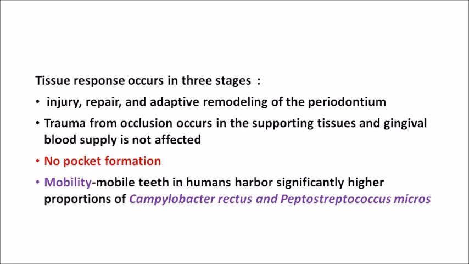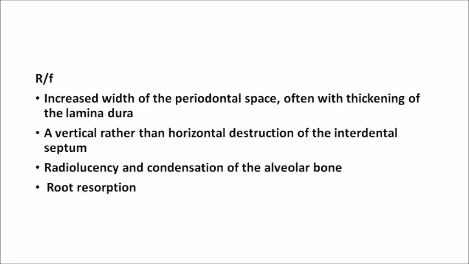Mobility is a feature of trauma from occlusion, and the mobile teeth in humans harbor significantly more number of Campylobacter rectus and Peptostreptococcus micros. So you may get this question: which are the microorganisms associated with mobile teeth? It is C. rectus and P. micros. Now shall we discuss the radiographic features of trauma from occlusion?